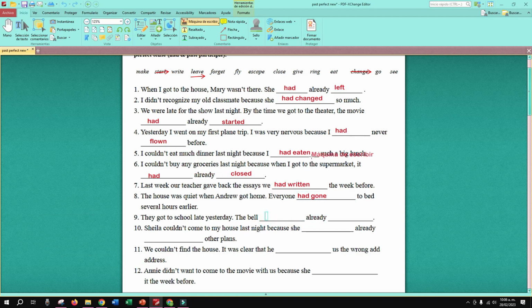The bell, you know the bell, right? Had already. Already what? Run. Rang. Excellent. Had already rung. That will be the past participle of that.